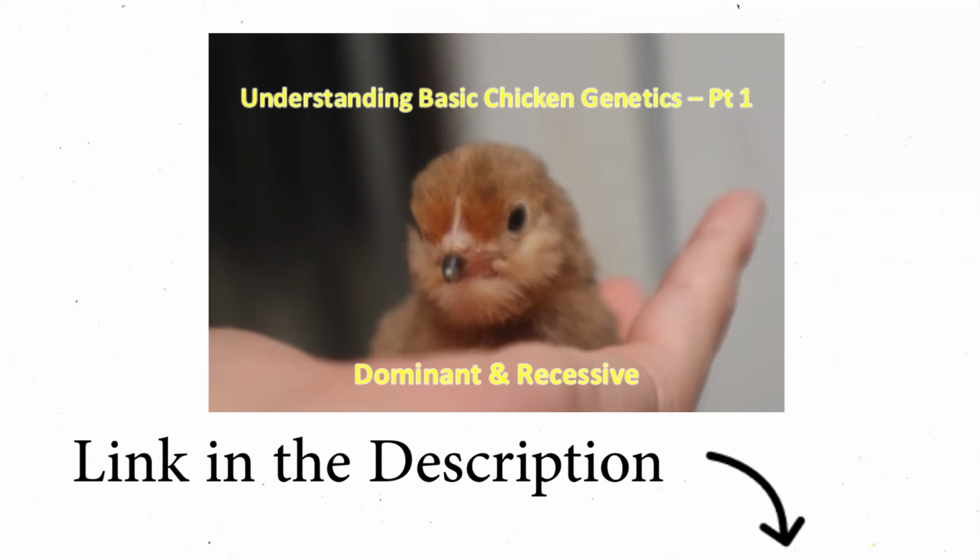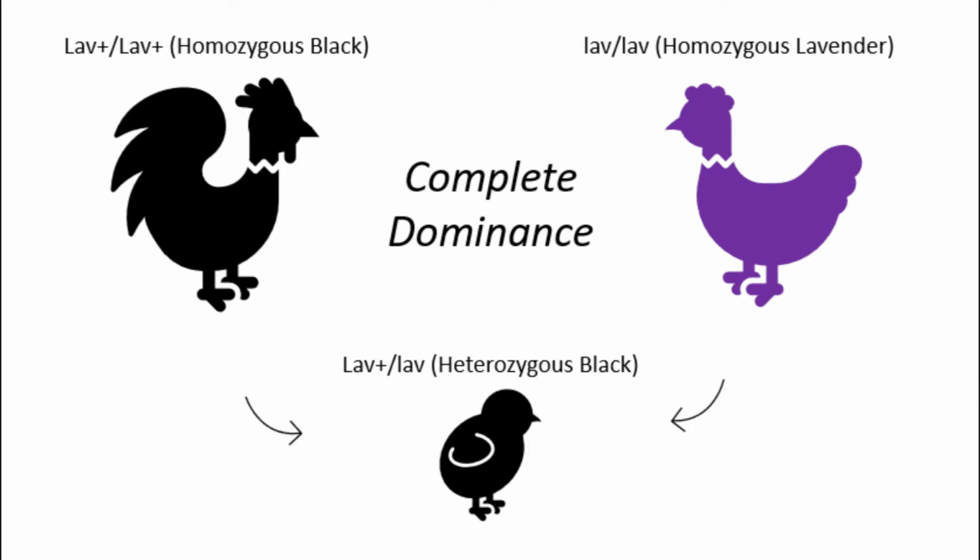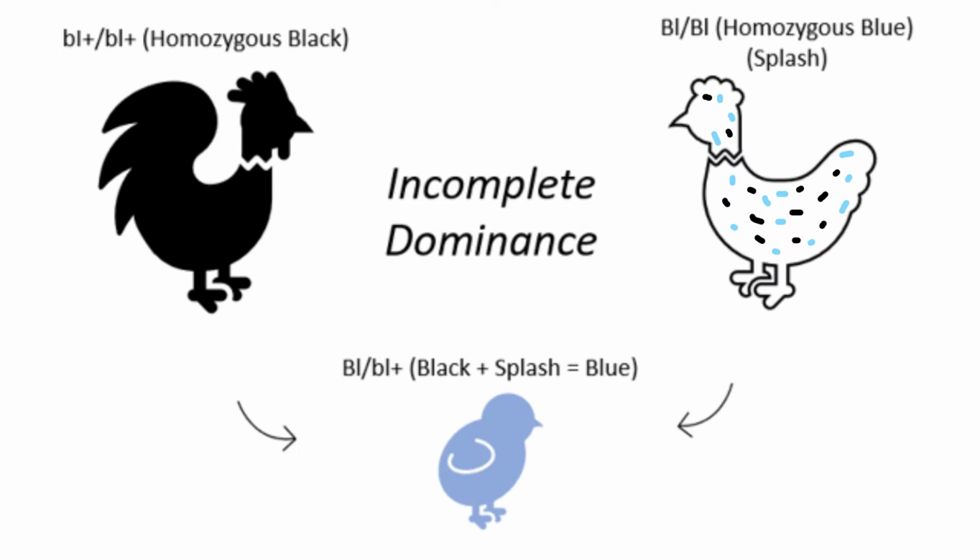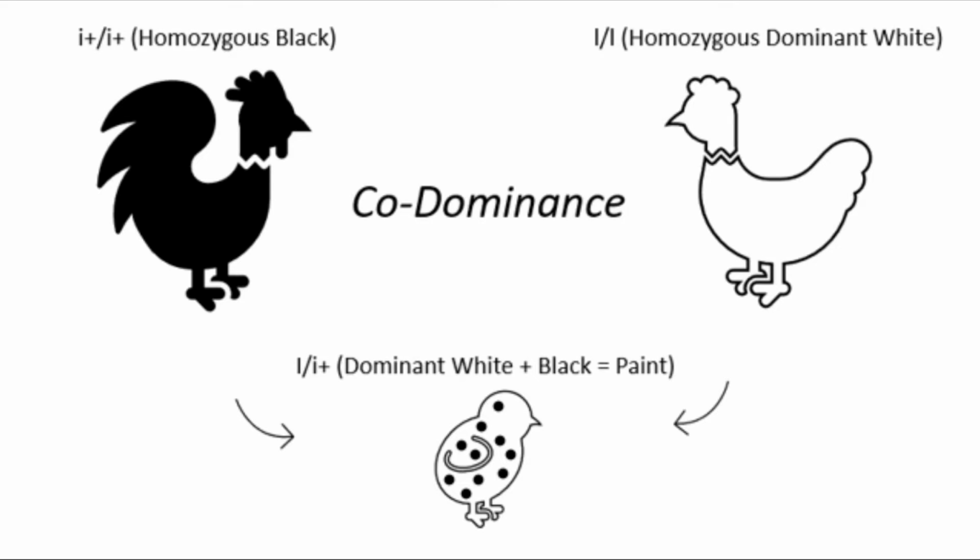In our last video, we learned about the first of three types of dominance, complete dominance. And today, we will be focusing on the second and third types of dominance, incomplete dominance and co-dominance.